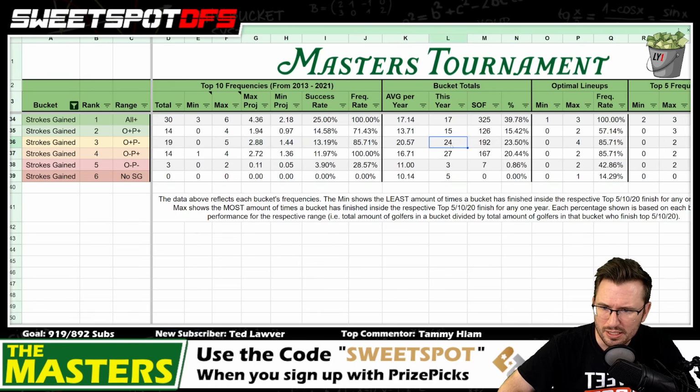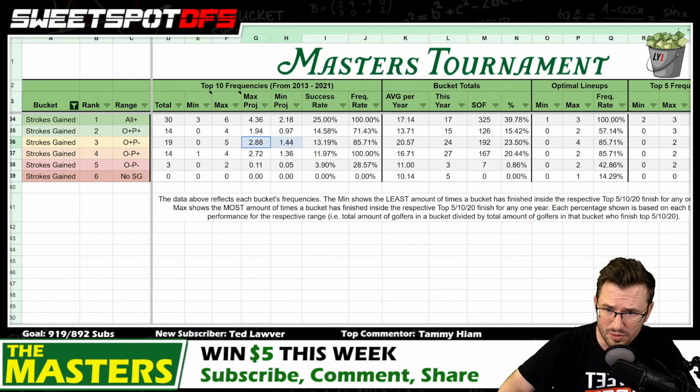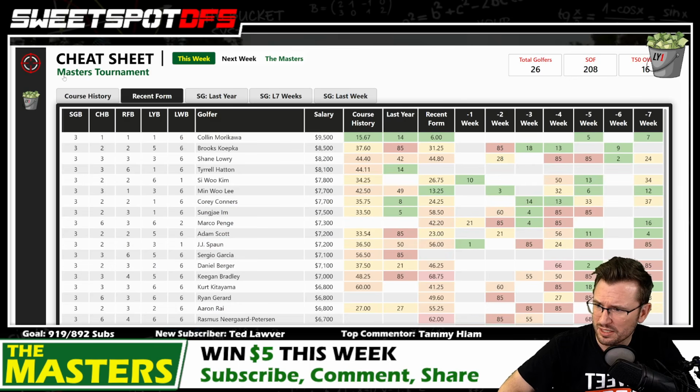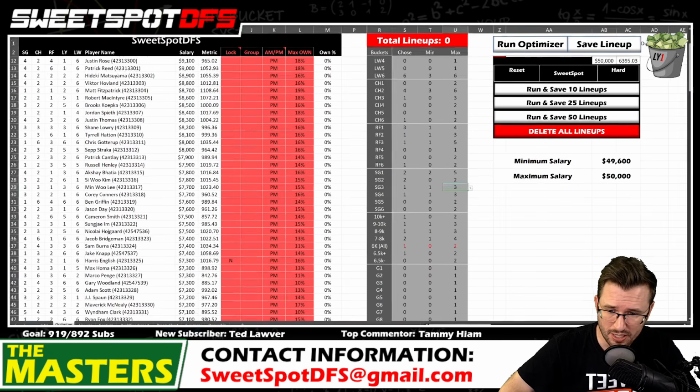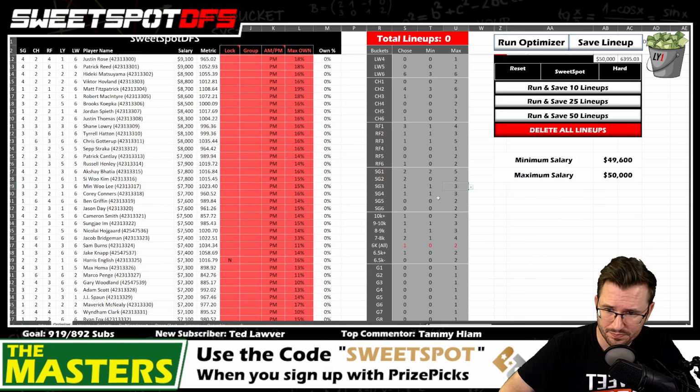Looks like I need to update this, but we normally see around 20. How is this projection so high? 192 golfers? Am I looking at the right thing? Yeah, strokes gained 3. 208 is what I have as the strength of field. So I'm missing 2 golfers somehow? Whatever. 1 to 3. Yeah, that's a 0 to 3 for me, guys. 0 to 3 for strokes gained 3. I'm absolutely cool with that being 0 to 3.